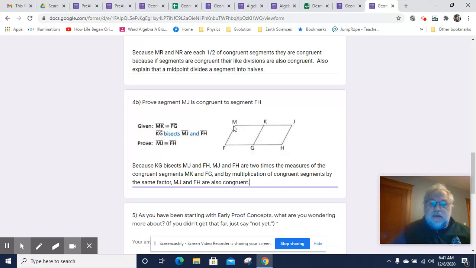The bottom line is MK and FG are congruent, and we're doubling them to get MJ and FH. We know we're doubling them because KG bisects MJ and FH. And so since we're doubling two congruent things by multiplication, the doublings are also congruent.